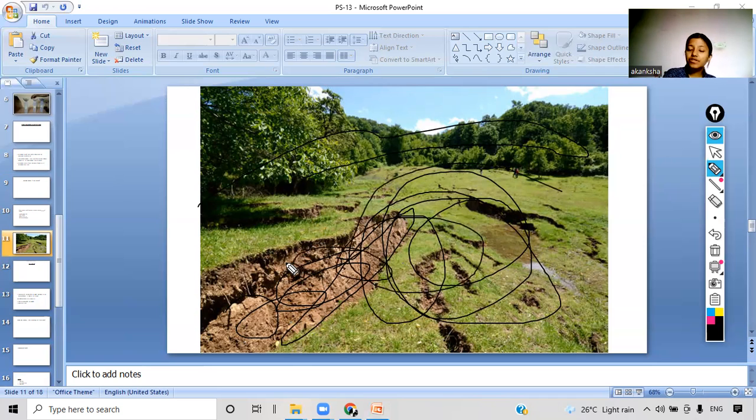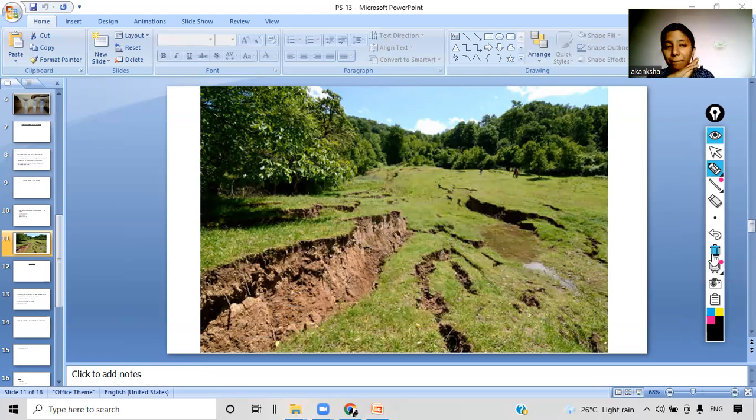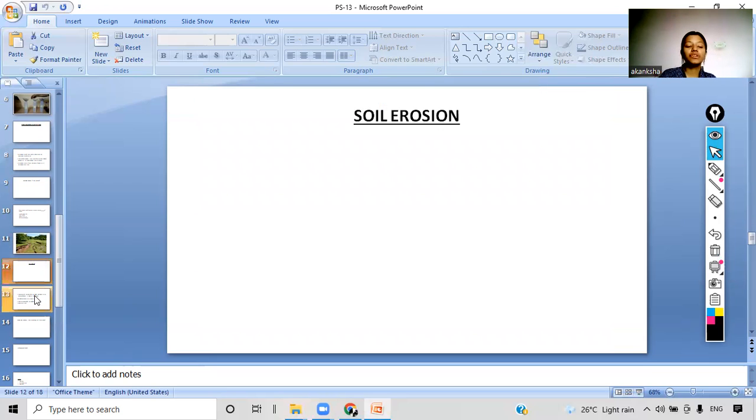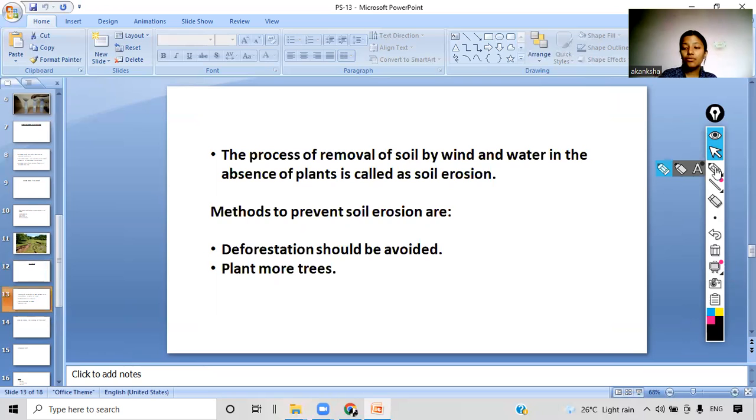So based on this picture, what are we going to study now? Any guesses from your side? Yes. What is the cracked soil condition called? Yes, very good. So we are going to study about soil erosion, right? So our next topic for today is soil erosion. So let's see some more details. What soil erosion is exactly. Soil erosion is the process of removal of soil by wind and water in the absence of plants. This is called soil erosion, right?